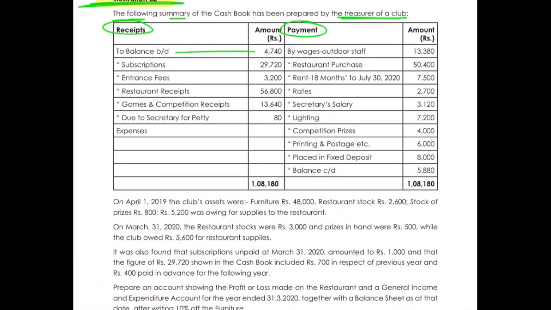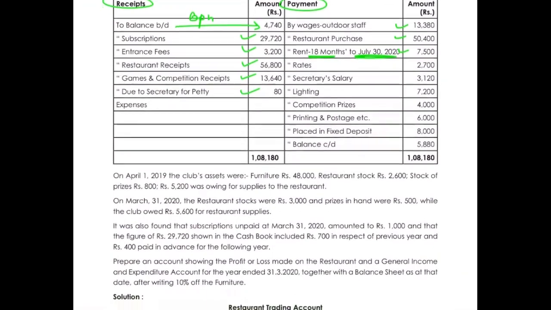To balance brought down, that is your opening balance of the fund. You have subscription received, entrance fees received, restaurant receipts, games and competition received, due to secretary for petty expenses, 18 rupees. And then you have paid some wages, restaurant purchases, rent for 18 months. So this is paid for the 18 months, so we need to make a prepaid if required. What is our year end that we need to check and accordingly.